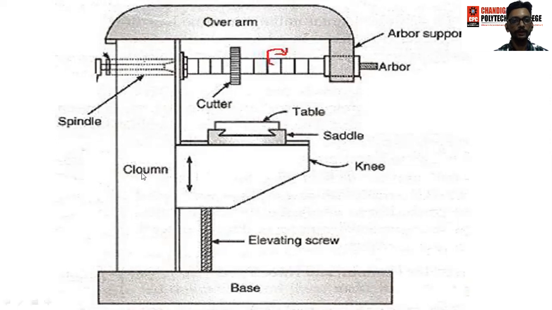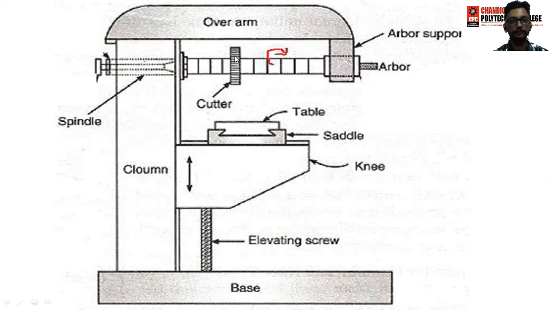After the column we see a knee. The knee is located upon an elevating screw. The main function of the elevating screw is to move the knee and table up and down. The saddle holds the work table. On the work table, the workpiece is held. After that, the spindle is located through the column and it is supported on the side by the arbor. The arbor and spindle are also supported by the overarm. So the arbor also supports the spindle.